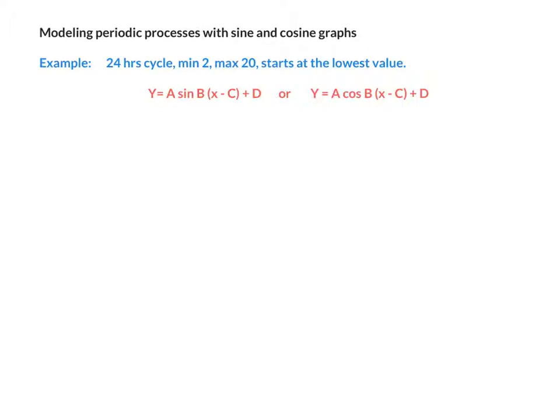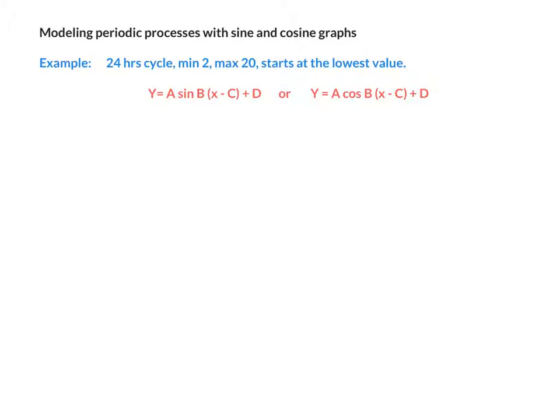So some quantity changes with a cycle of 24, let's say 24 hours. It can be temperature, it can be tide, more or less, I guess, 24 hours. If instead of hours we say minutes, it could be a Ferris wheel, one revolution, or something else. So let's say the minimum value of that quantity is 2 and the maximum is 20. It could be temperature from 2 to 20 degrees. It can be tide from 2 to 20 feet or meters, something like this. And let's say it starts at the lowest value.